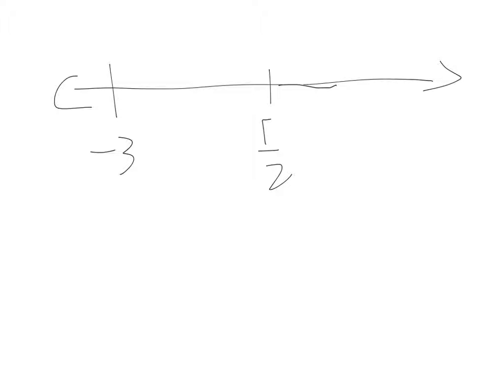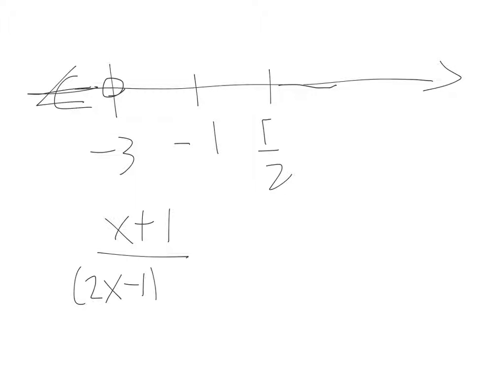There's also the x-intercept at -1, so we have 4 different intervals we need to test. If we pick any x value less than -3, say -4, plug that in to our interval. Remember our function is (x + 1) over (2x - 1)(x + 3).